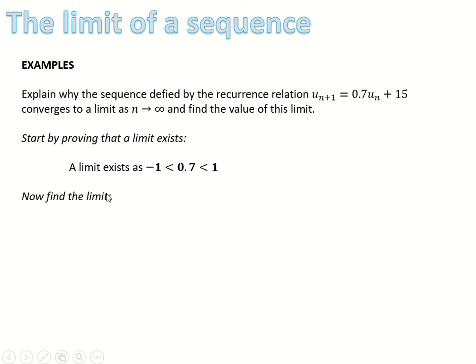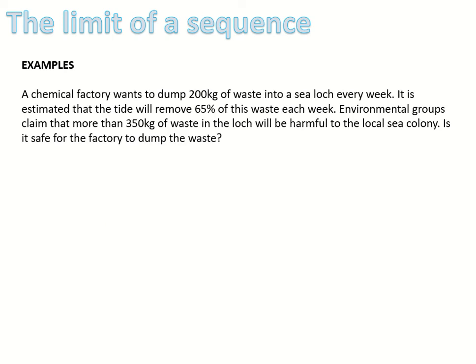Now, in terms of actually finding the limit, we need that formula. So the limit is b over 1 minus a. And then it's just a case of putting in these numbers. Make sure you put them in the right order. A comes before b. This is our a value. This is our b value. So it's going to be 15 divided by 1 minus 0.7. 1 minus 0.7 is 0.3, and 15 divided by 0.3 is 50. So the limit of the sequence is 50.